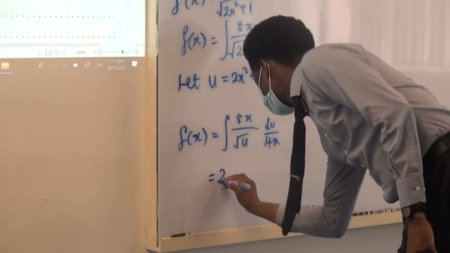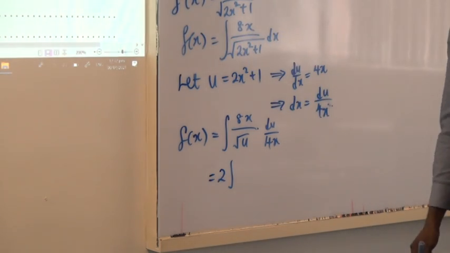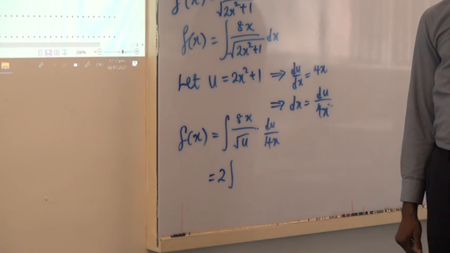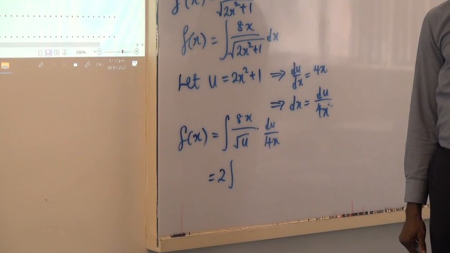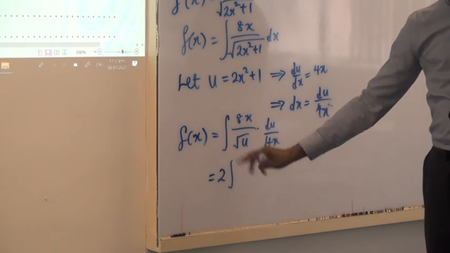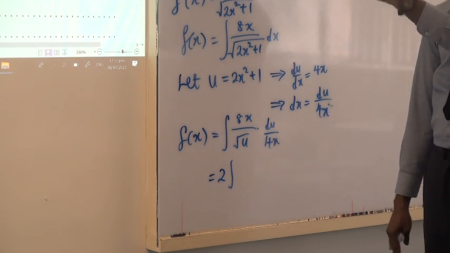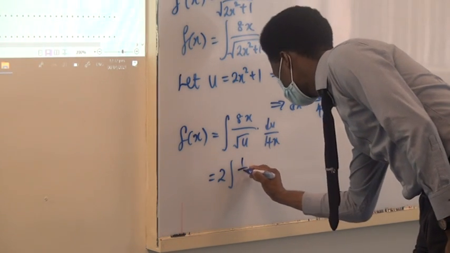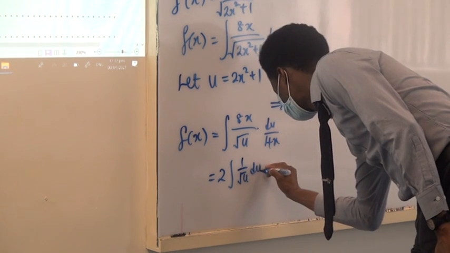And then you have 2 integral. Somebody forgot to put this 2. Was that you, Calista? Somebody forgot, and everything was perfect. But the mark scheme is nice, I'll show you. So you have 1 over square root of u du.